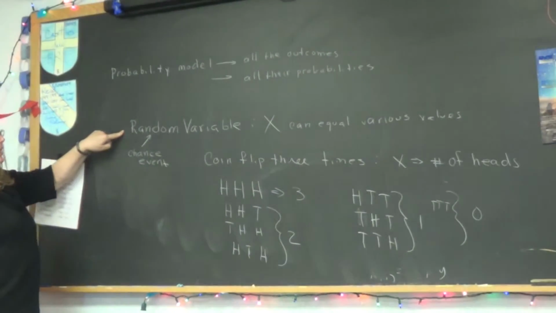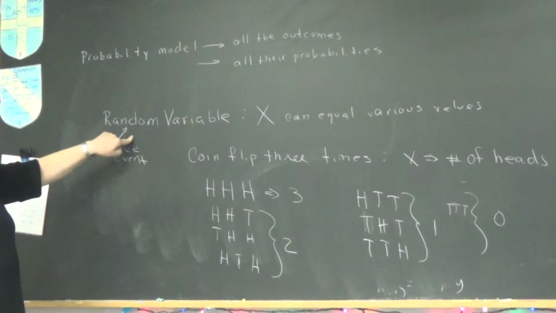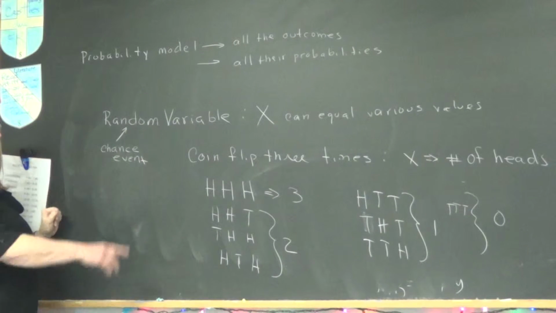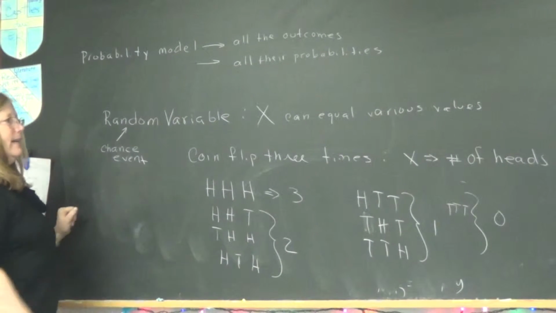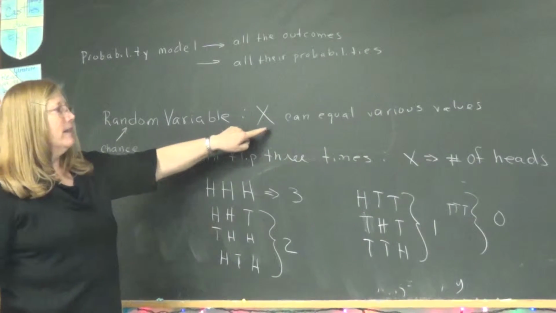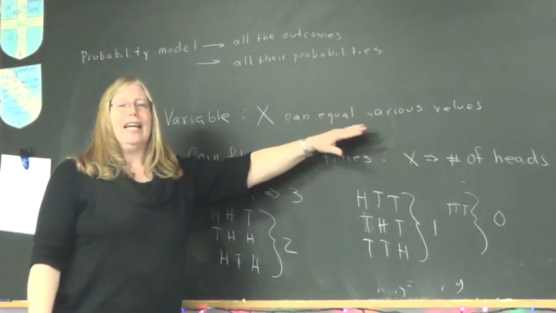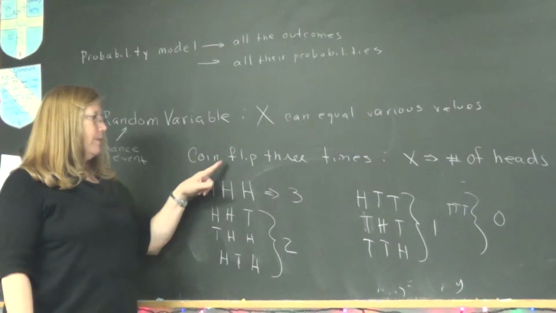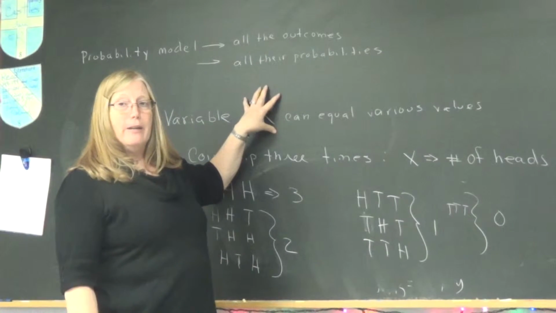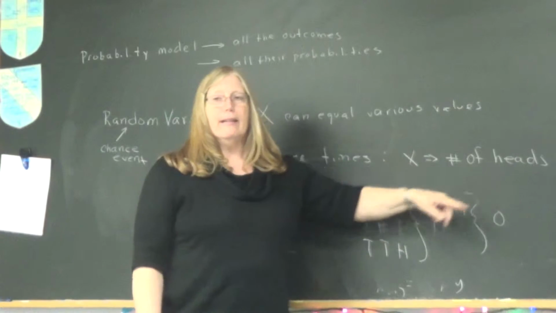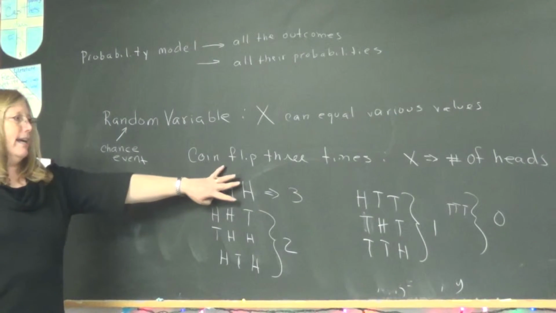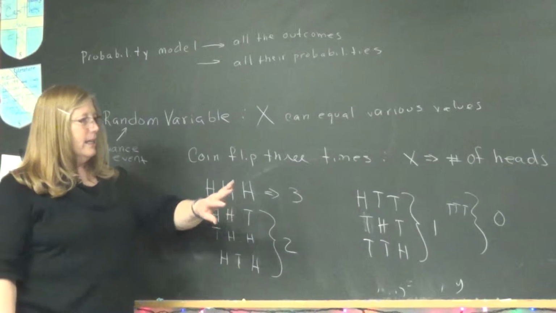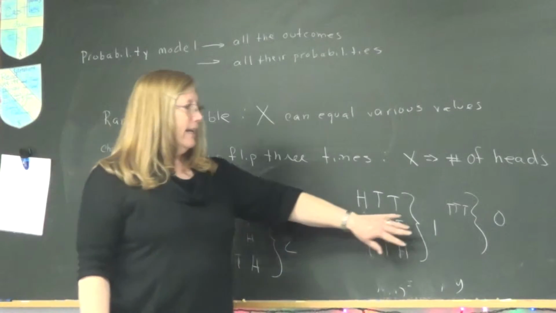Today we are going to look at a type of probability model called a random variable. So we're going to have two parts to the random variable. A chance event has to occur, and a variable has to be assigned to various values that hook to this event. So we did an example. We flipped the coin 3 times, and we picked the random variable to be the number of heads. Here is the outcome that has 3 heads. Here are outcomes that have 2. Here are outcomes where x is 1 and 0.